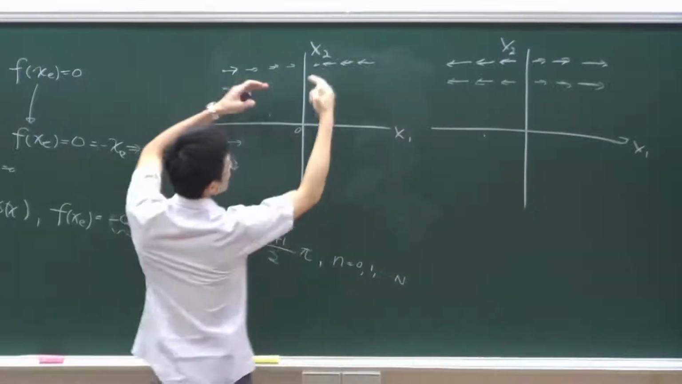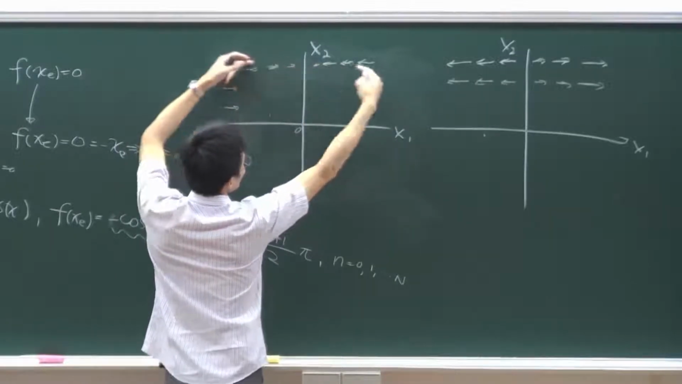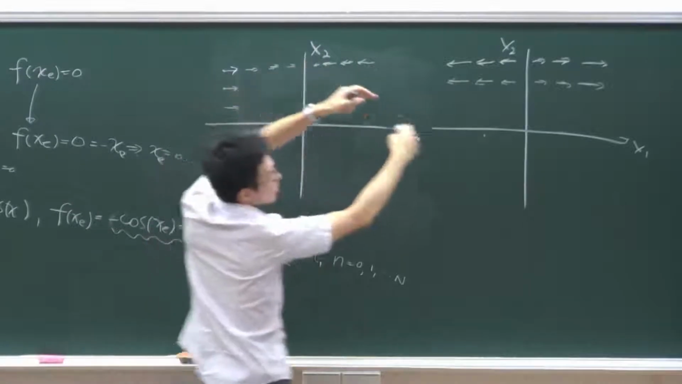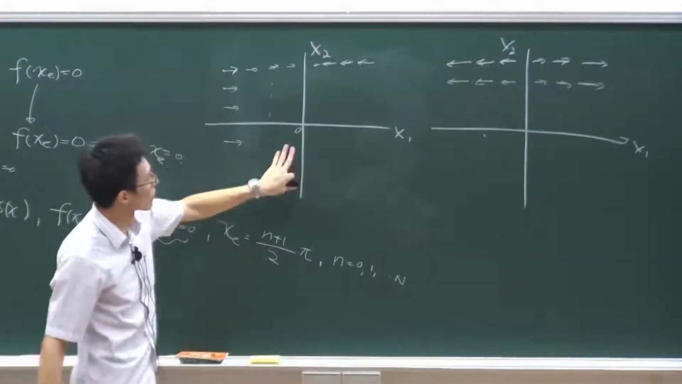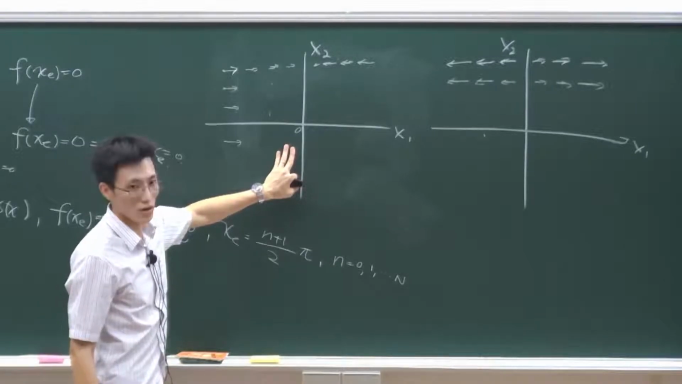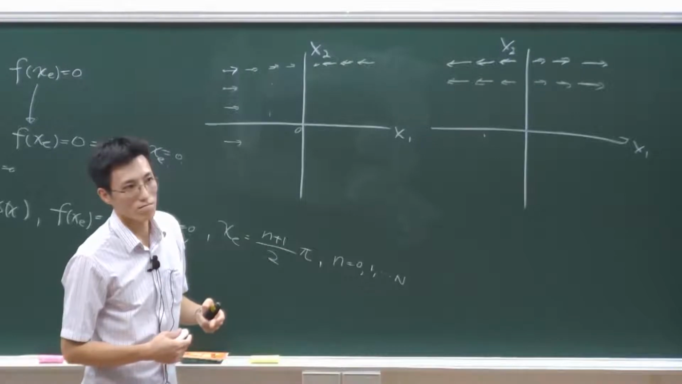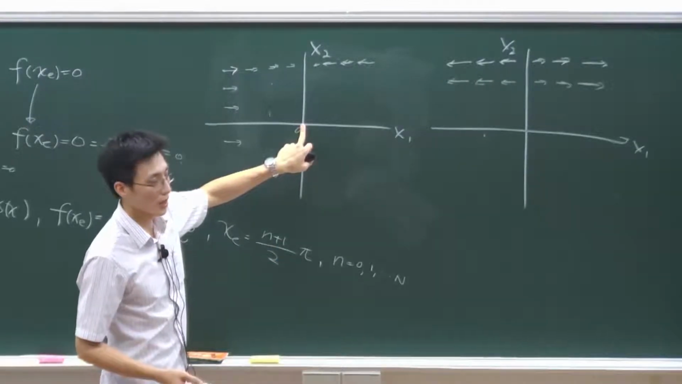So in this phase portrait, every point on the horizontal axis points inwards. This one points outwards. Okay. So this one will be a stable case. This one will be unstable. Stable means you will converge to the origin, in this case. Okay.